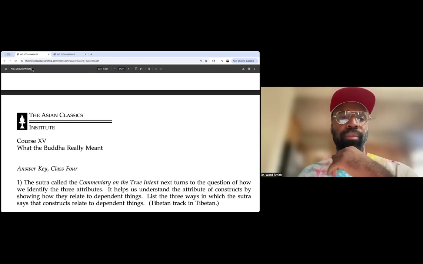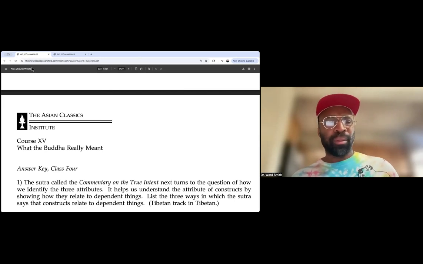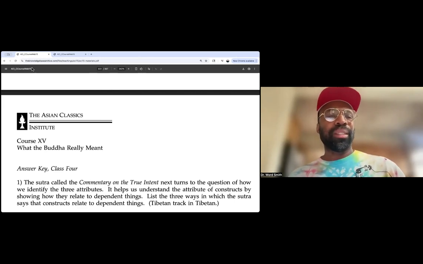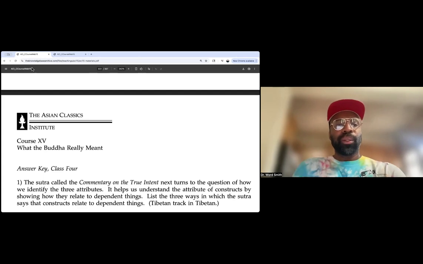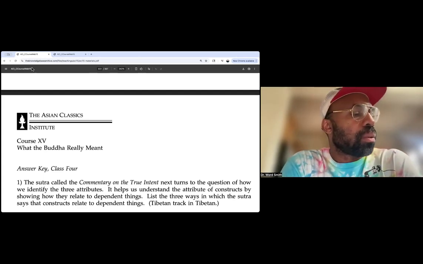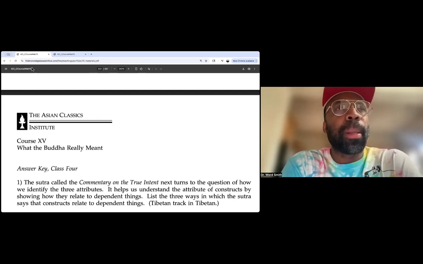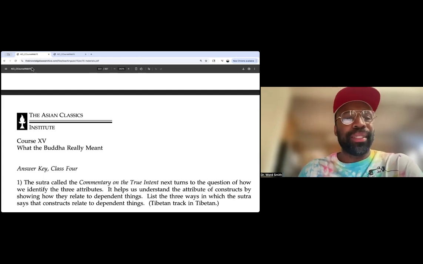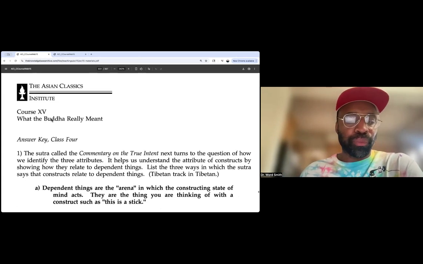Nobody? Well, dependent things are at least the basis for some constructs, right? That's one. That's the main one. Yeah, like through name, through an idea.